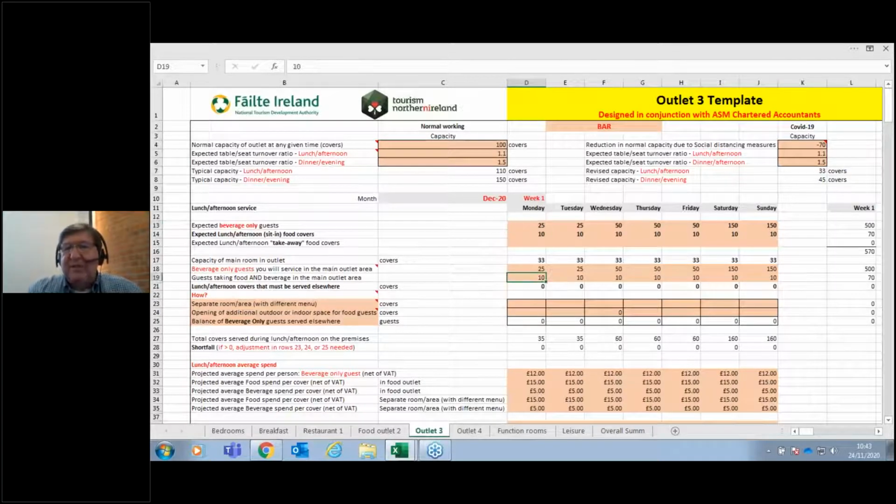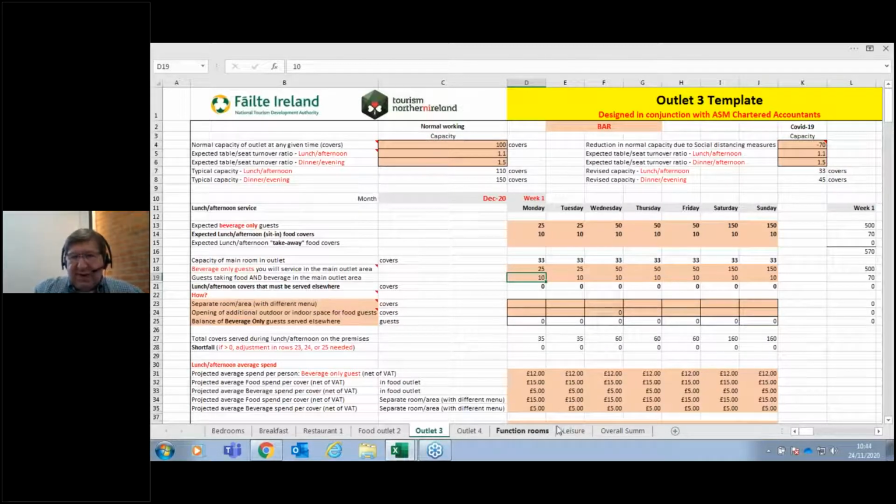And if you're serving food in that same outlet, you put exactly the same data in that you put into the other calculators. So it looks complex, but really once you put that first week's information in, and bear in mind this is the more complex of all of the models, it's really straightforward after that.